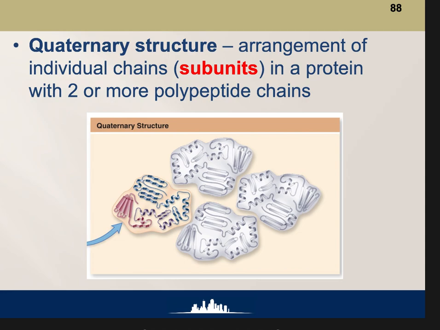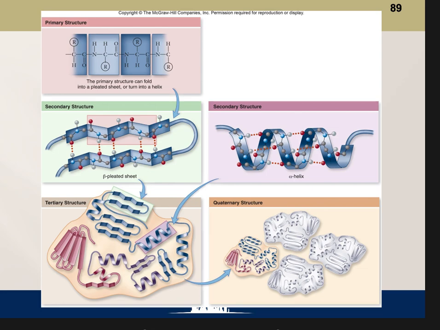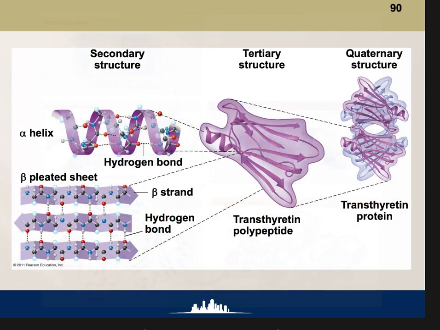And then finally we have this quaternary structure. This quaternary structure is an arrangement of individual chains or subunits in a protein with two or more polypeptide chains. So to compare here, we have a primary structure that goes into a secondary structure that goes into a tertiary structure, and several tertiary structures going into a quaternary structure. Here again showing what these look like.